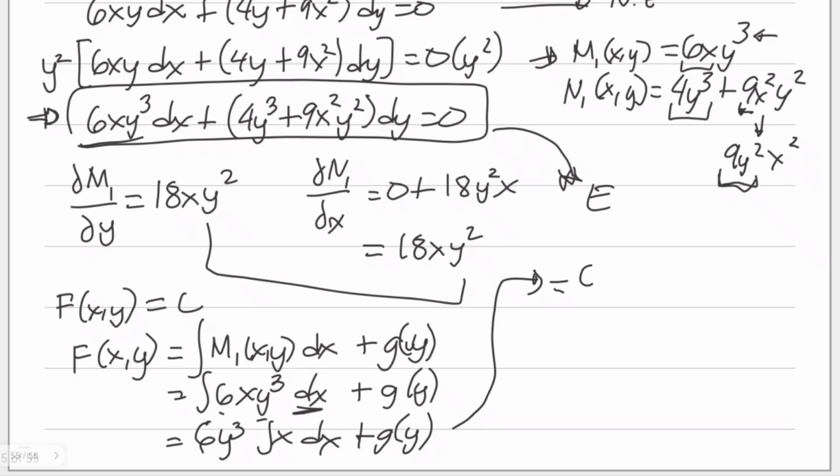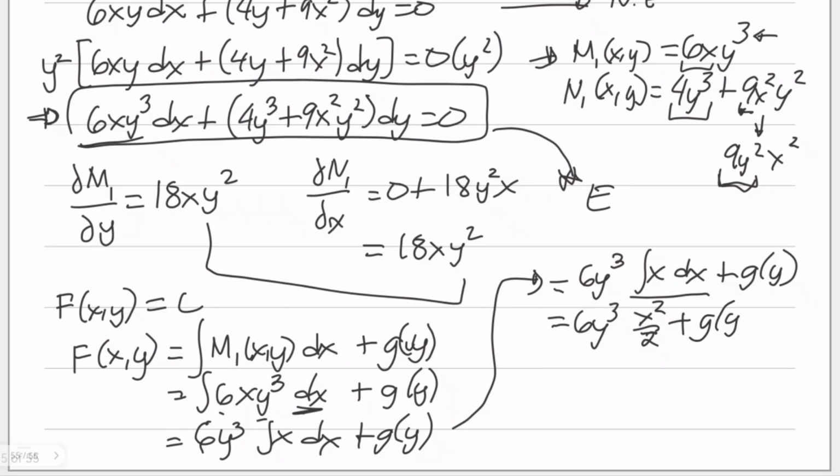Let me just copy it first. Integral of x dx plus g of y. You will have 6y cubed, and the integral of this is x squared over 2 plus g of y. Not writing any c yet. This would be divided, and you will have 3 x squared y cubed plus g of y.